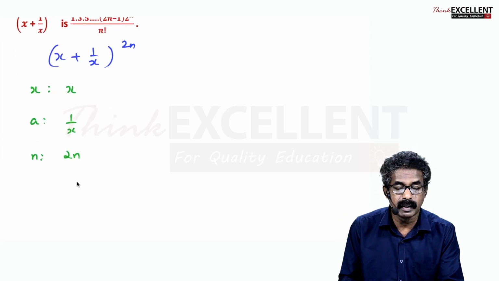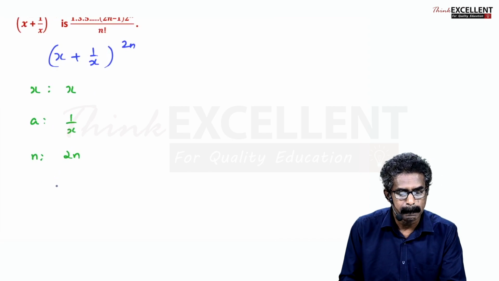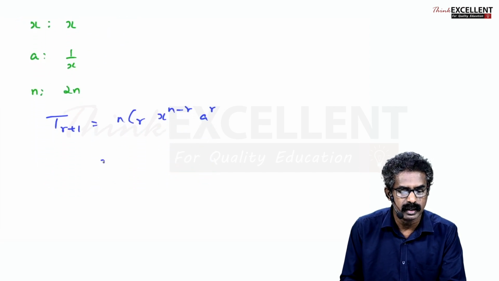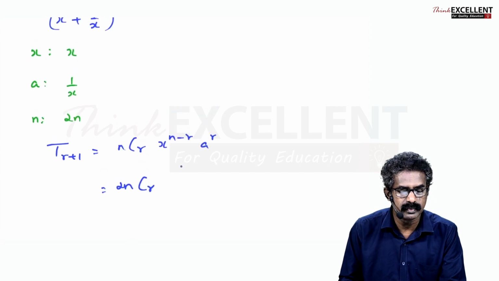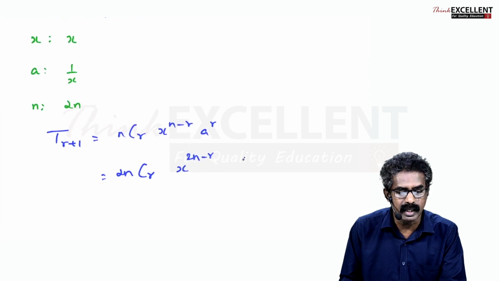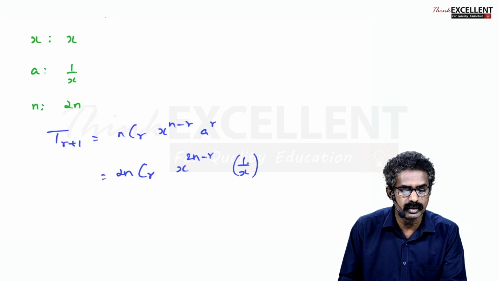So the term independent of x they ask, so you know the method. General term t r plus 1. T r plus 1 is what? N c r x raised to n minus r a raised to r. Substitute. N is 2n, 2ncr, x is x only, raised to 2n minus r, a raised to r, a is 1 by x, raised to r.